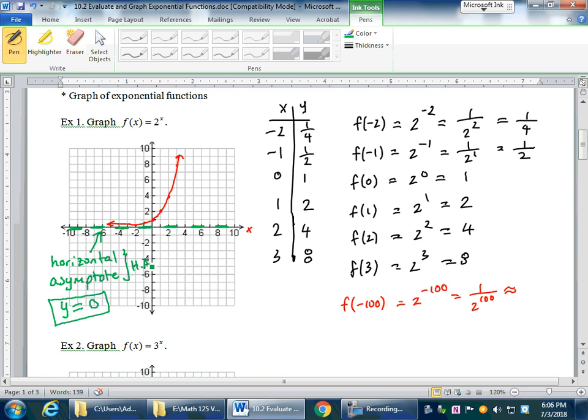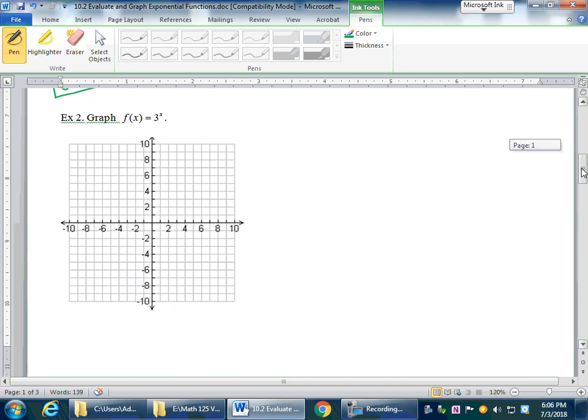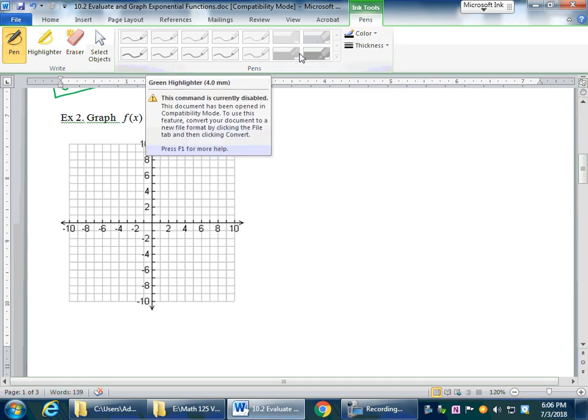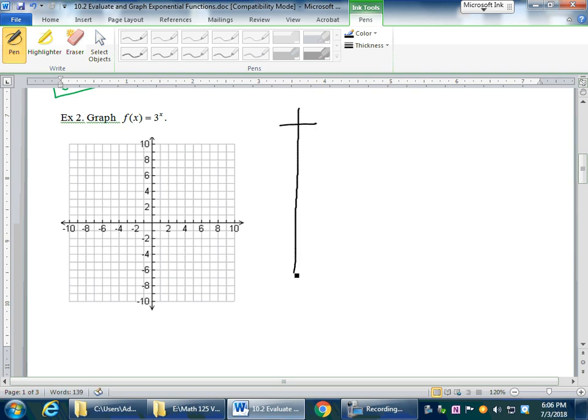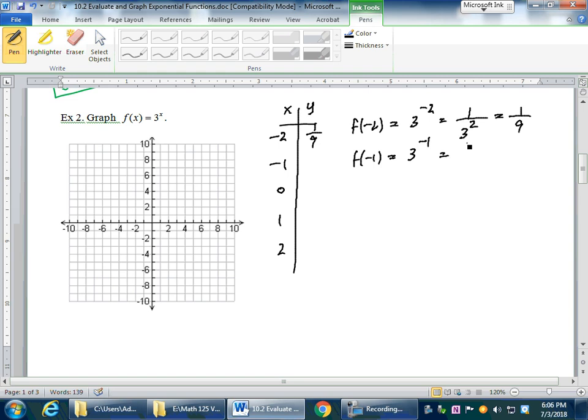Okay, what is the difference? When the base is 3, we are exploring. So now I want to know my graph by plotting the points as usual. So f of negative 2 becomes 3 to the negative 2 power, which is 1 over 3 to the second power, which is 1 over 9. F of negative 1 will be 3 to the negative 1 power, equal to 1 over 3 to the 1 power, equal to 1/3.